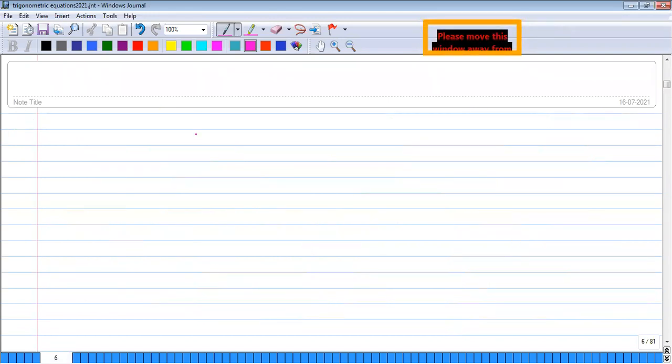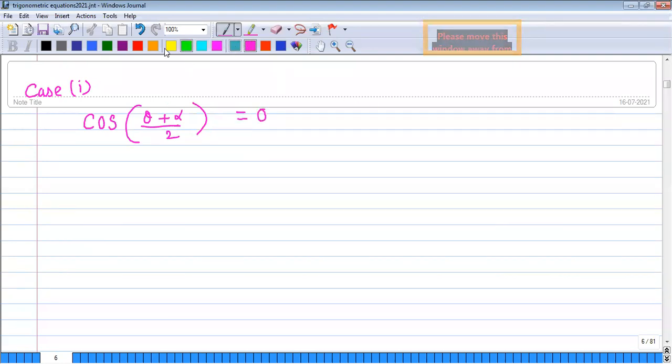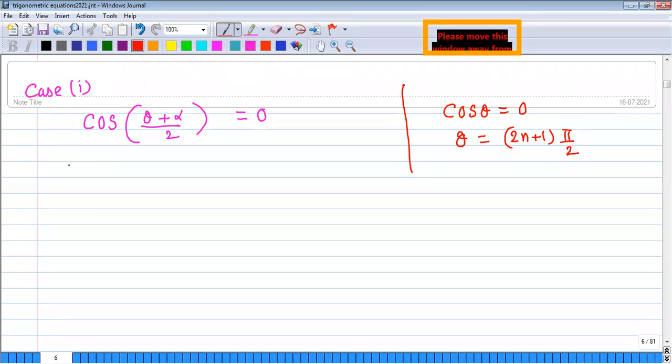Okay, let me write. First case, case 1. Cos of theta plus alpha by 2 is equal to 0. Already we had a discussion. Suppose if cos theta is equal to 0, theta is equal to what do you get now? That is 2n plus 1 pi by 2. Already we have discussed it. So that's why theta plus alpha by 2 is equal to 2n plus 1 pi by 2. We can write it.